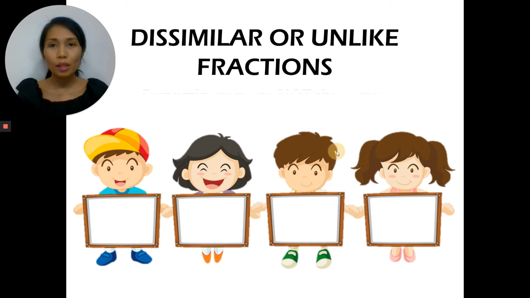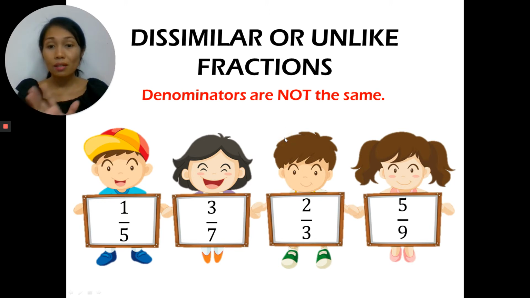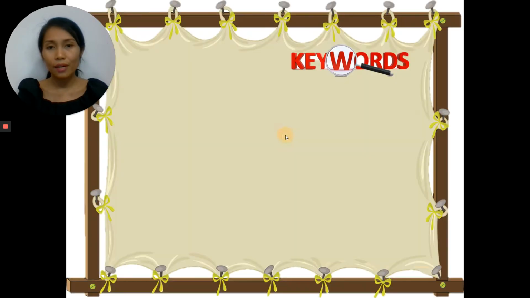Okay, what are dissimilar or unlike fractions? They are fractions whose denominators are not the same. Okay, like 1/5, 3/7, 2/3, and 5/9. You see their denominators are different. They are not the same. So they are called unlike fractions.